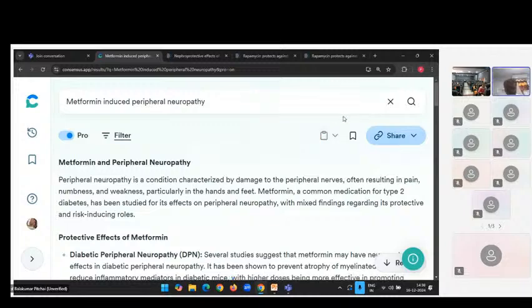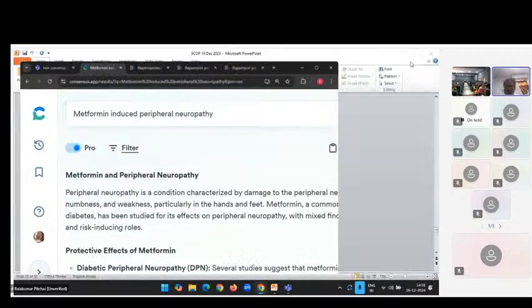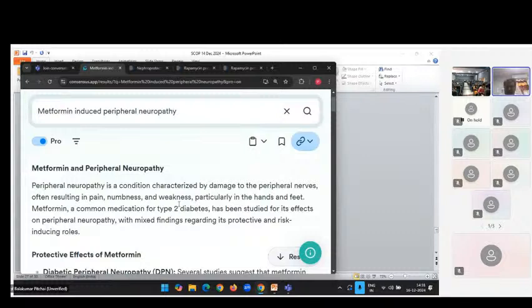Look at the information it retrieved. This is the Pro. Earlier it was Copilot. Now it has become Pro. Pro means it gives some highlights about the topic you have entered. Now let me read what highlight they have given. Peripheral neuropathy is a condition characterized by damage to the peripheral nerve, often resulting in pain, numbness, and weakness. Excellent. Particularly in the hands and feet.